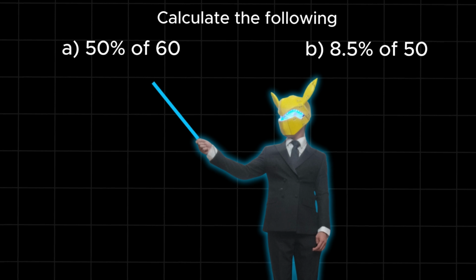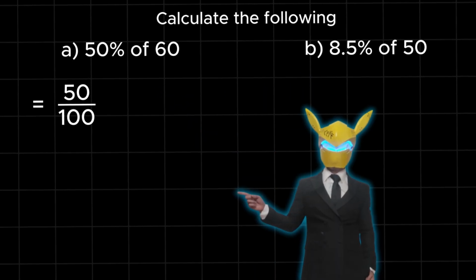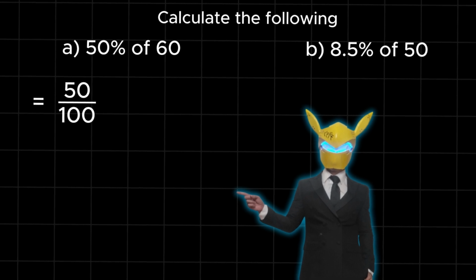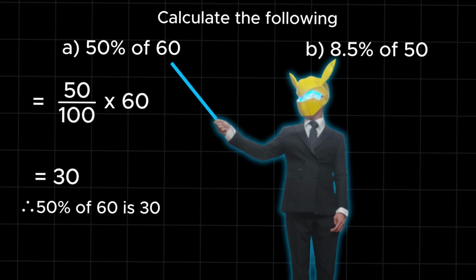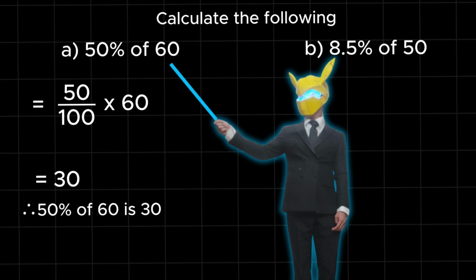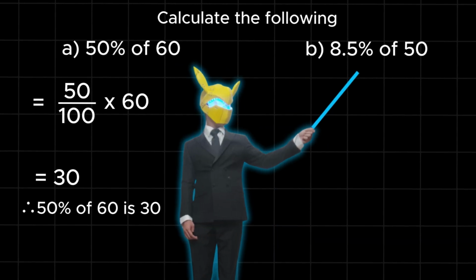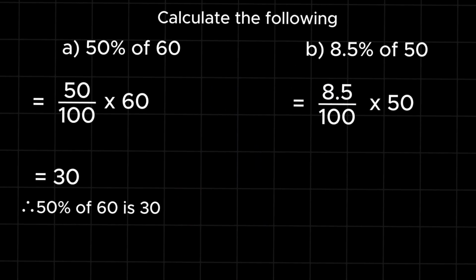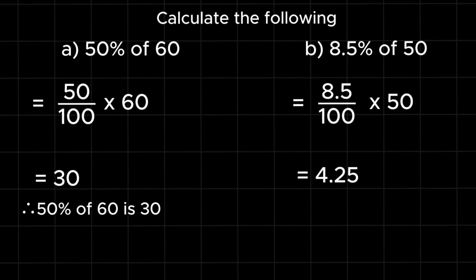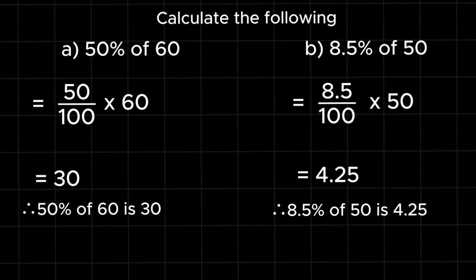Calculate the following. 50% of 60. Let's write the percentage as a fraction, 50 over 100. Now we multiply that by 60, and that equals 30. Therefore, 50% of 60 is 30. 8.5% of 50. Write the percentage as a fraction, 8.5 over 100, multiplied by 50 equals 4.25. Therefore, 8.5% of 50 equals 4.25.